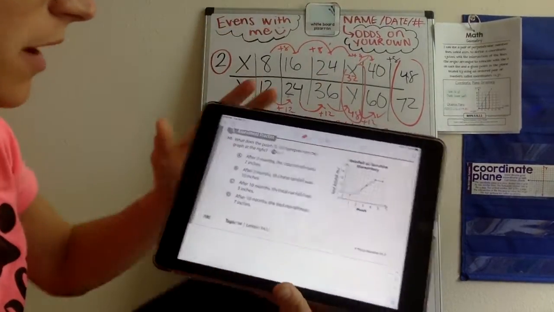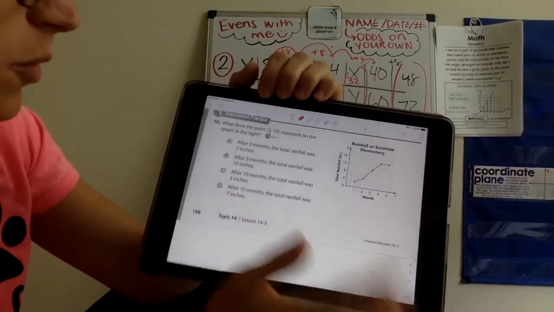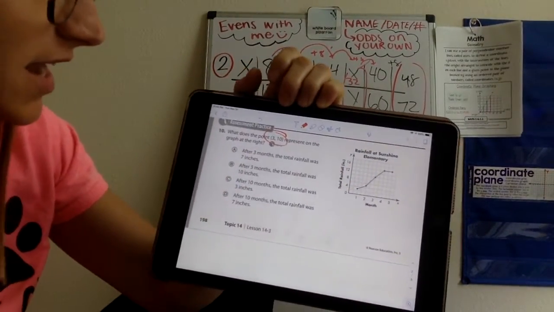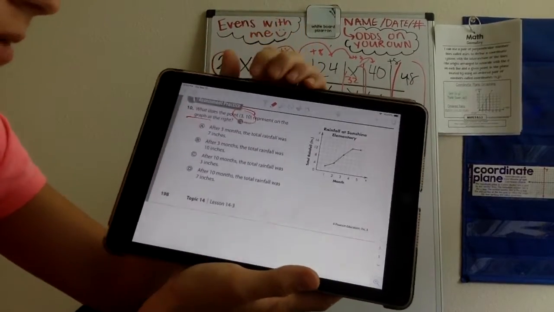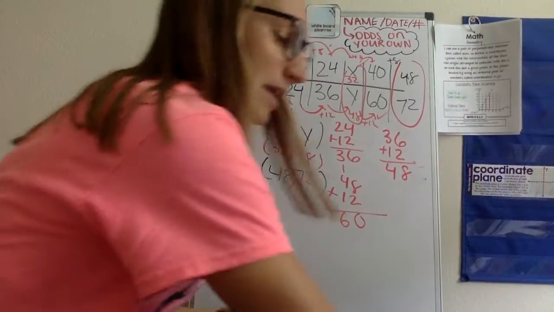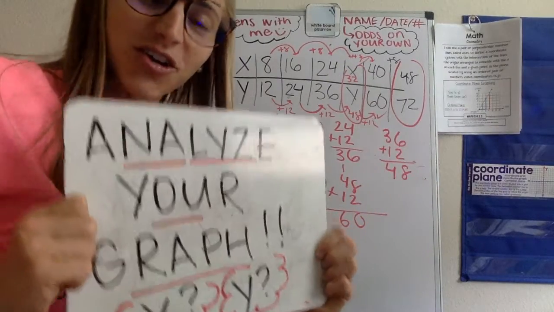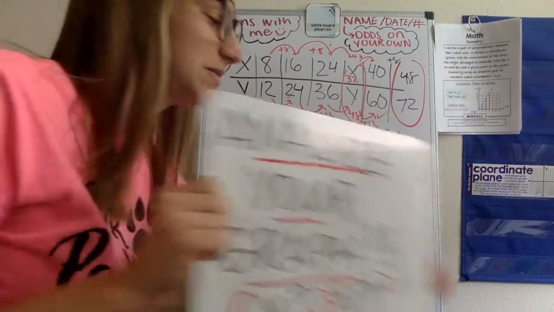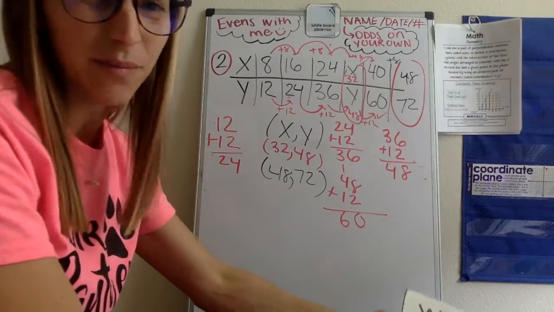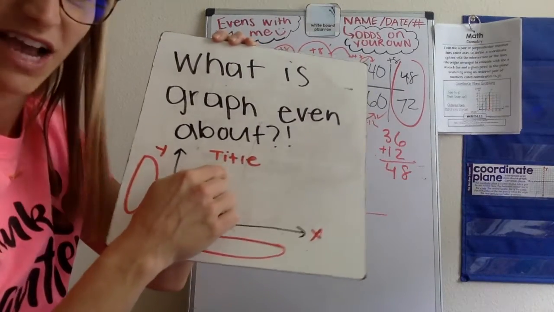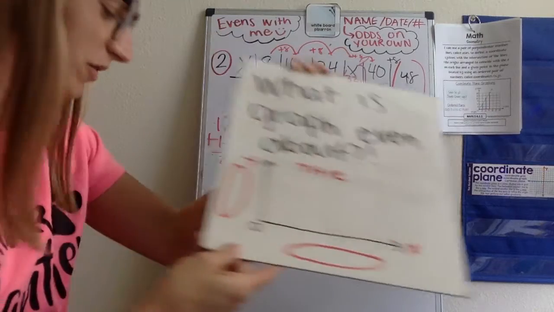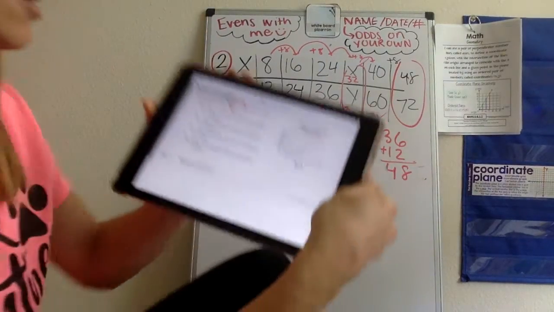Let's check it out. Okay, it says, what does the point 3, 10 represent on the graph at the right? All righty, so again, just to piggyback, we need to analyze our graph. They want to know what 3, 10 even means. So if we want to find out what that means, we need to ask ourselves, what is this graph even about? We're going to check out the title, and we're going to check out the titles for both the X and the Y-axis, all right?